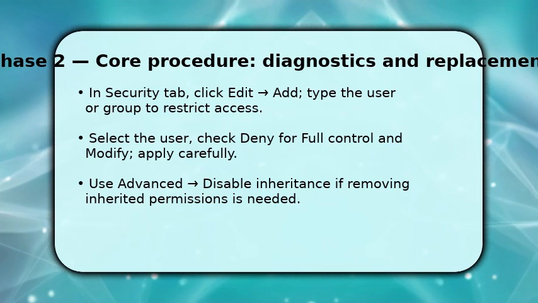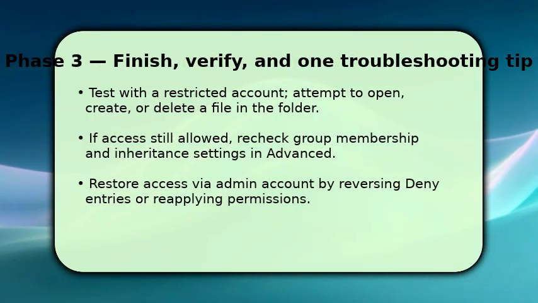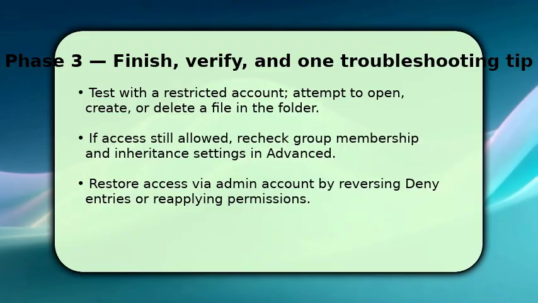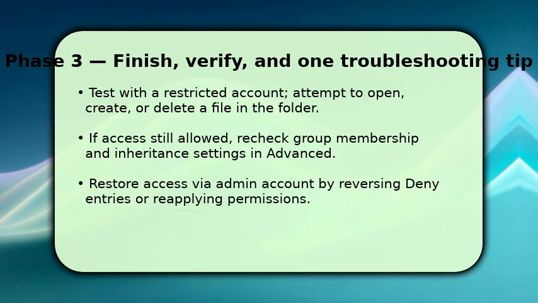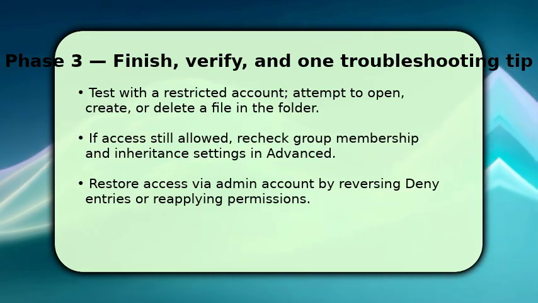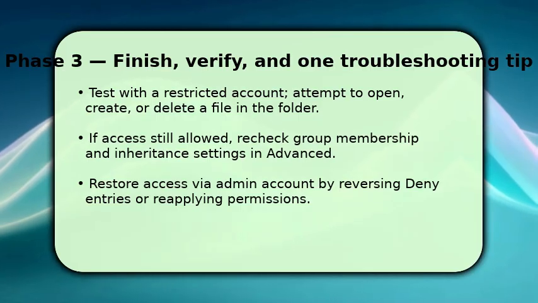Finish by testing the lock using a restricted or guest account. Try opening, creating, and deleting files to confirm denial. If you still have access, make sure the user isn't part of an admin group or another group with permissions. Then revisit advanced permissions to fix inheritance issues or accidental allow entries.